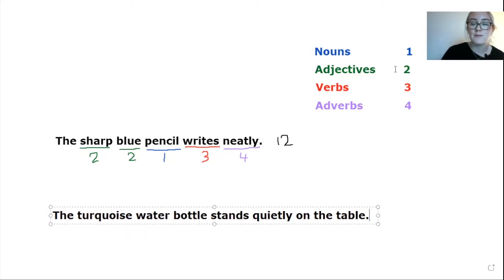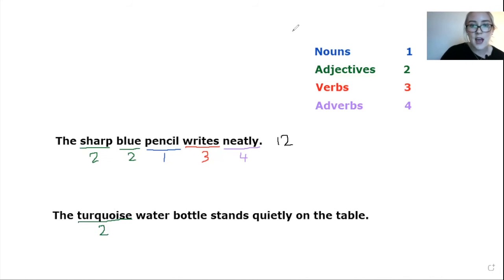So exactly like we did with the first sentence, I'm going to get my different colours and identify my word forms and calculate how many points this sentence is. So my adjectives, I'm going to underline in green. So can you spot any adjectives? So describing words, it would be the word turquoise, which describes the colour. So I would get 2 points for that.